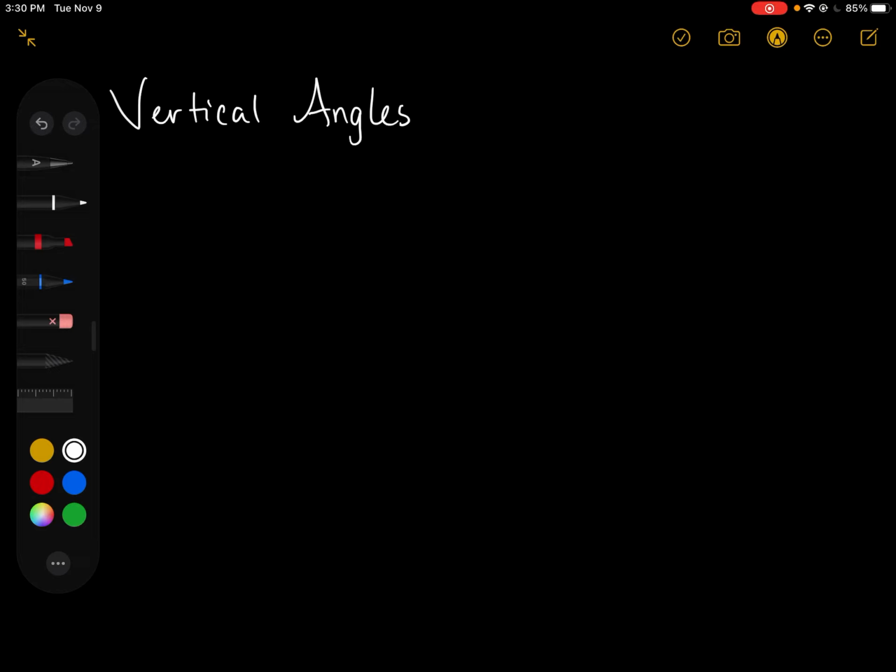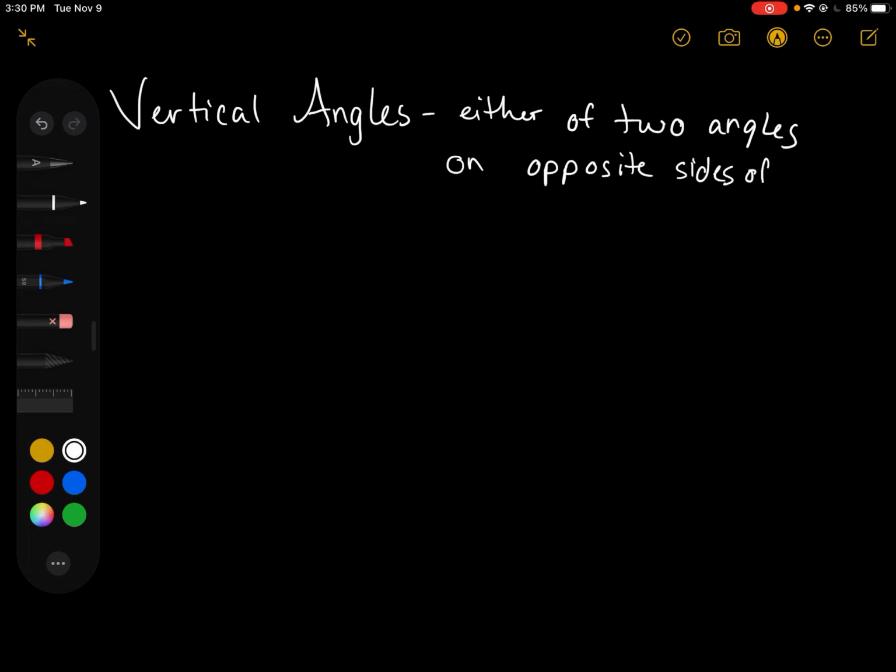So vertical angles are either of two angles on opposite sides this time of two intersecting lines. So instead of next to, think about this one as opposite or across.